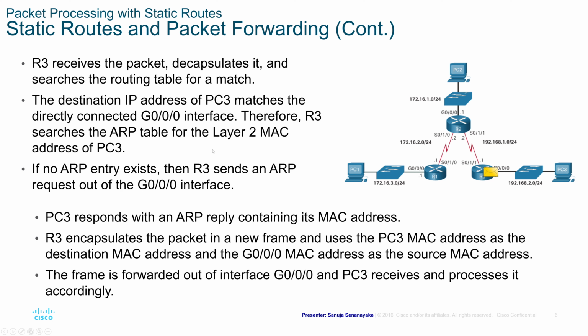So PC1 reaches PC3 through 3 hops. We have 3 routers, and that's how the basic process works. You should understand that from what we have learned in our previous lectures, right? So keep that in mind.